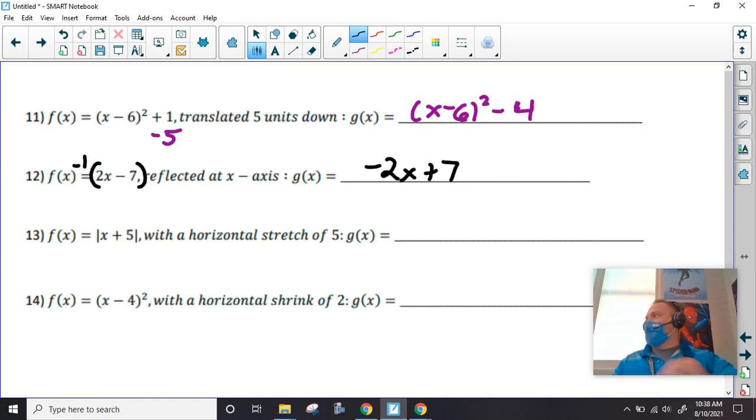Wait, one more question. Why is it positive something? Because a negative times a positive is a negative, and then a negative times a negative is a positive.